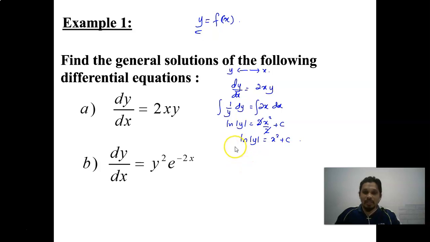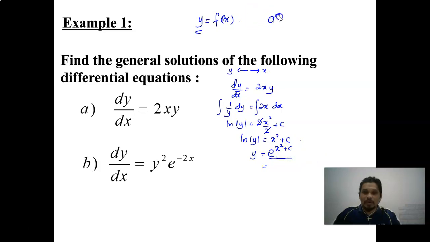So we take e on both sides. Between ln and e to the power, they cancel each other. It comes out as y equals e to the power of x squared plus c. And look at this one here now.